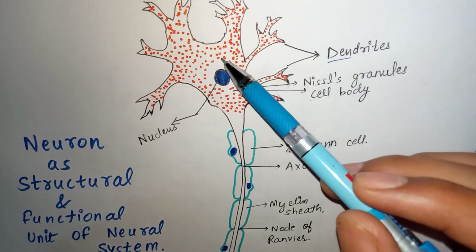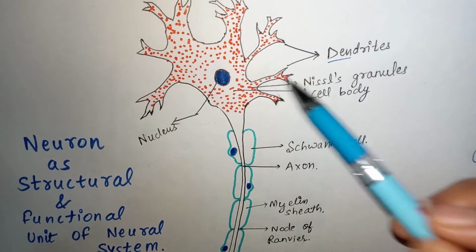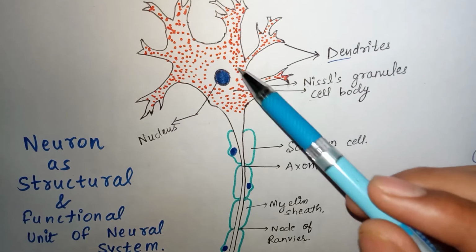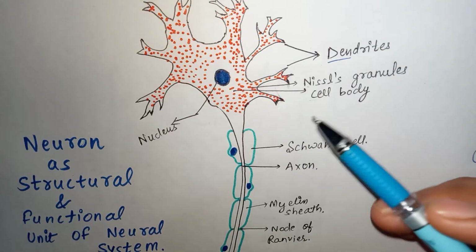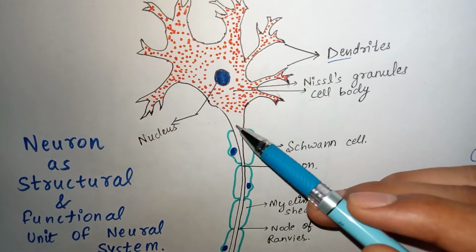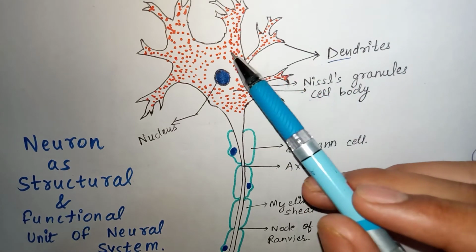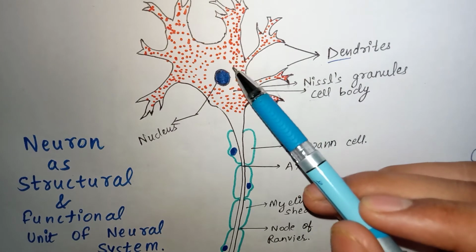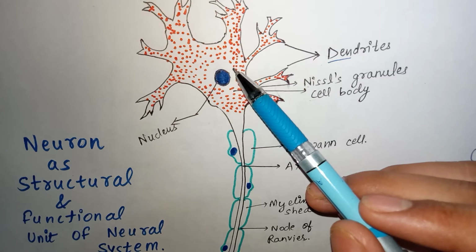And these red dots, actually, what are these? These are some granular bodies. And in the cell body, this matrix is known as cytoplasm, as in all other cells. And in the case of axon, this cytoplasm is known as the axoplasm, okay. Now these dendrites and the cell body contain some red dots, which are actually granular bodies. These granular bodies are known as Nissl's granules.